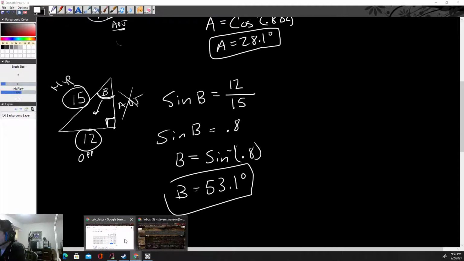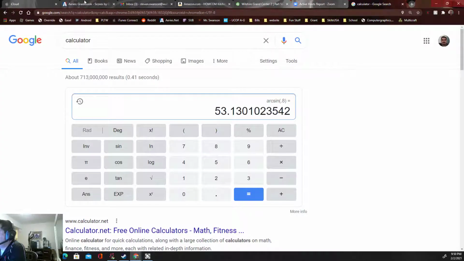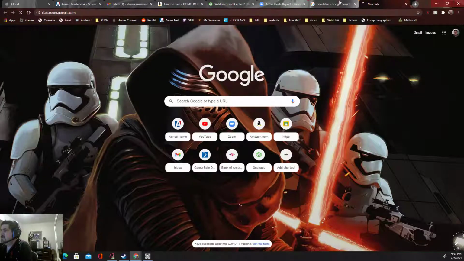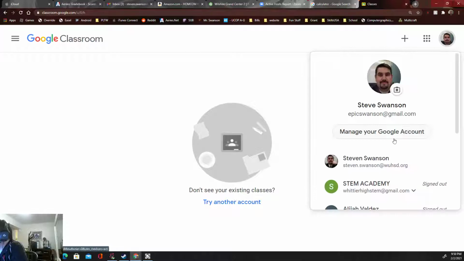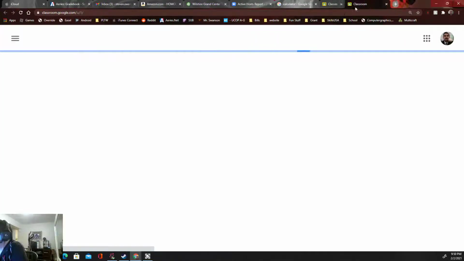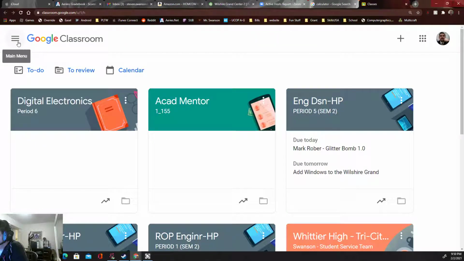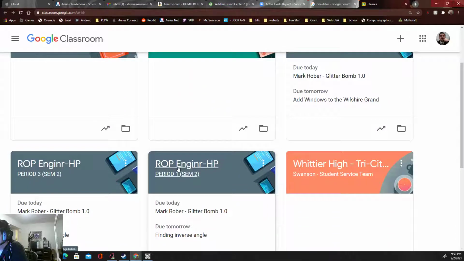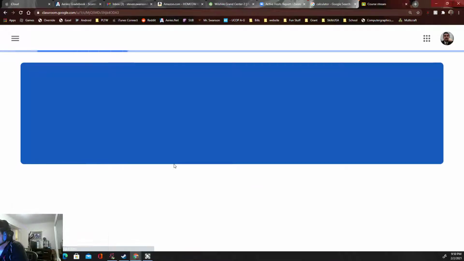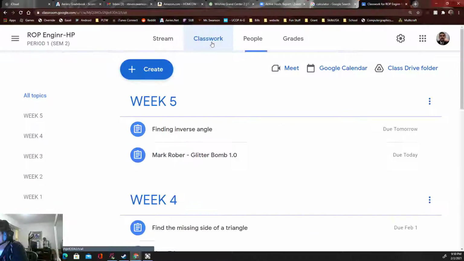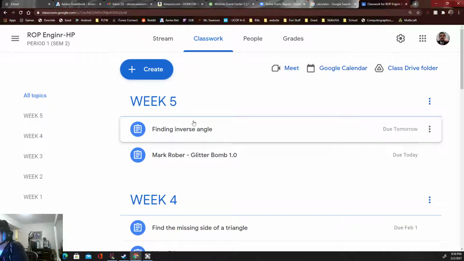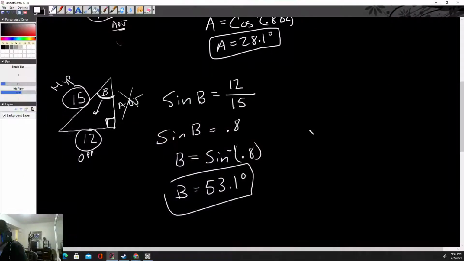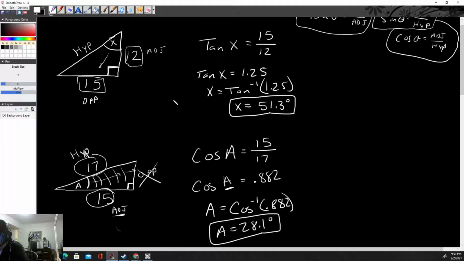Your assignment is actually in Google Classroom. Let's see if I can bring up Google Classroom right now. Classroom Google, and let's go to the correct login. And you're going to go to period 1. It will be in here, and it's not here yet, but it'll be in there. And that's where you'll find your assignment. It's pretty much exactly what I showed you today with these 3 examples.